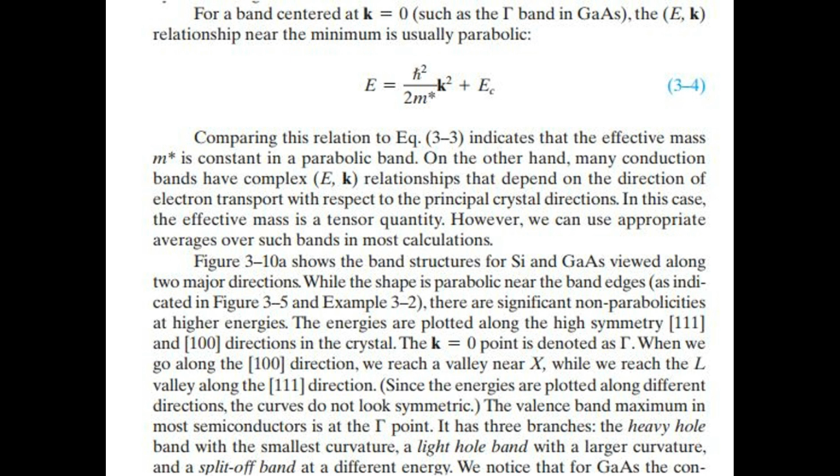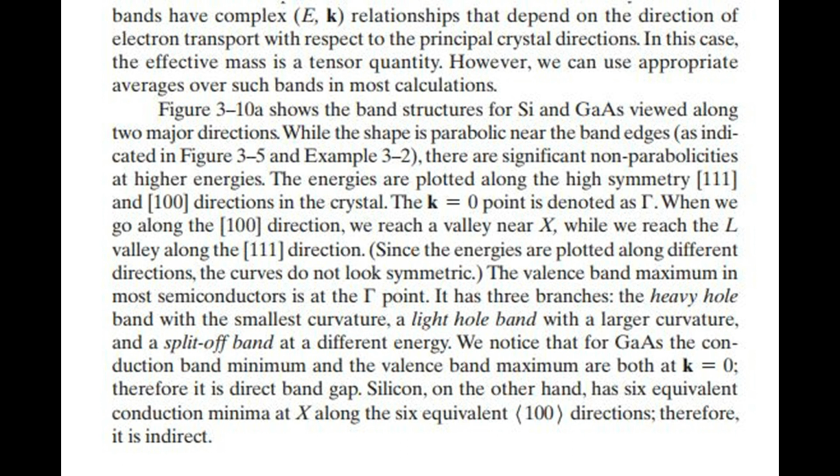The valence band maximum in most semiconductors is at the Γ point. It has three branches: the heavy hole band with the smallest curvature, a light hole band with a larger curvature, and a split-off band at a different energy. We notice that for GaAs the conduction band minimum and the valence band maximum are both at k = 0, therefore it is a direct band gap.